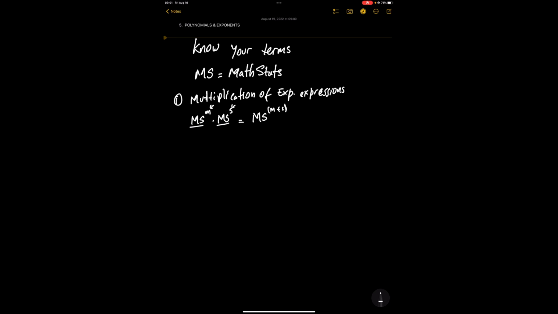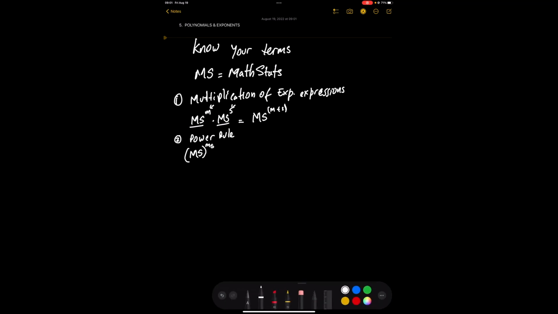Number two, you have the power rule. So what's the power rule? You see how in the multiplication rule, because you have the same base, you can just add the exponent. In the power rule, if you have MS to the power of m, and then it's MS to the power of m, all raised to the power of s.